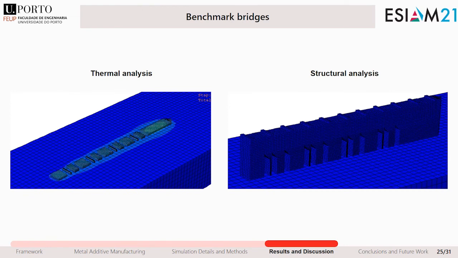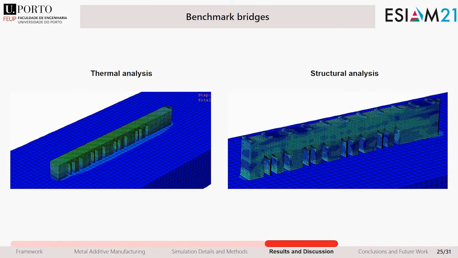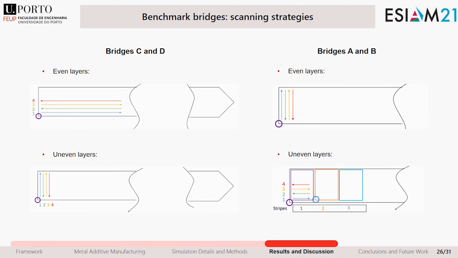For the benchmark bridges, a very refined mesh was adopted in order to allow a proper definition of the bridge legs. Also, a simulation in two stages was performed. Residual stresses were computed for the bridge legs attached to the base plate, and then the bridge was further simulated cutting its legs to allow the deflection measurements. Two scanning strategies were adopted for the bridges production. Nevertheless, only the scanning strategy on the left was simulated for the moment.